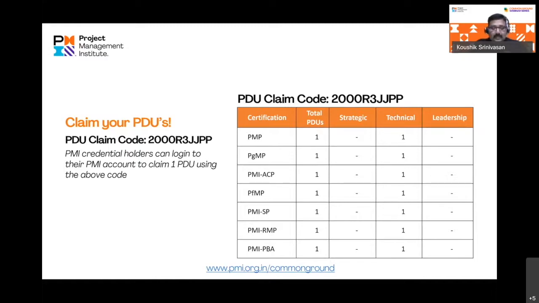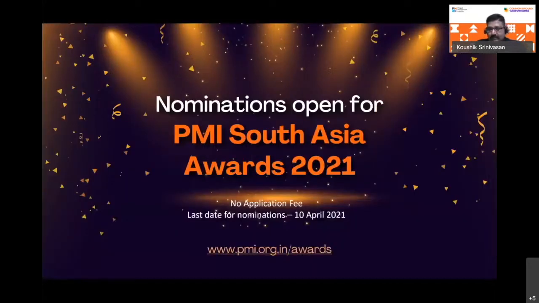The most exciting thing that I wanted to share with you all today is nominations are open for the PMI South Asia Awards 2021. The last date for nominations is 10th of April 2021. You can nominate yourself, projects that you have worked in, projects that your company or others have worked in around you. There is no restriction on the number of nominations that you can make, and there is no application fee to submit your nomination as well. The only date that you need to remember is 10th of April 2021. That's the last date for submitting your nominations.